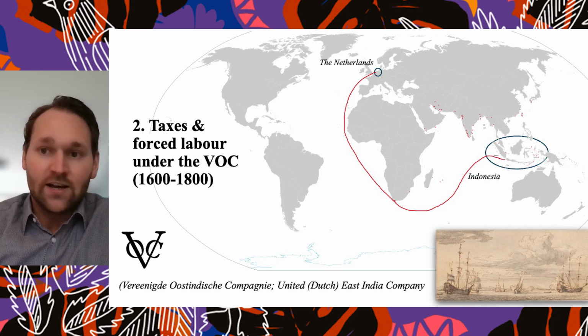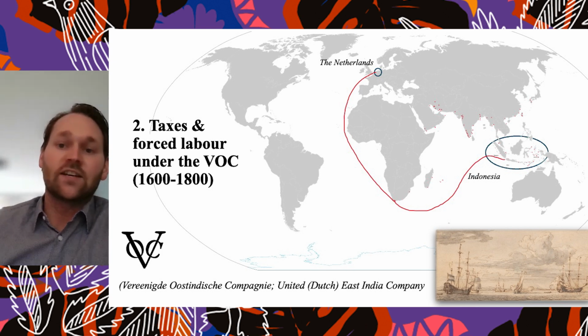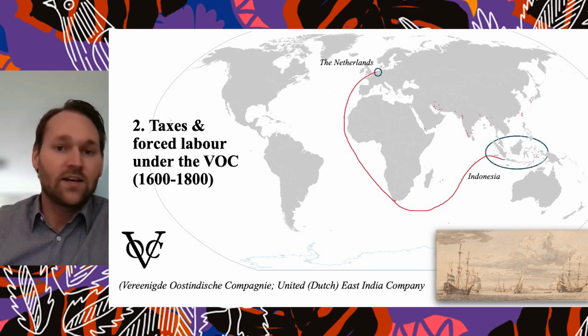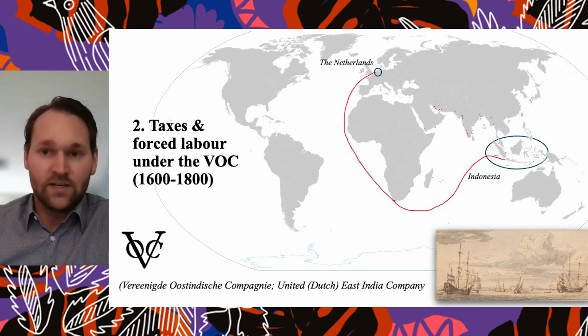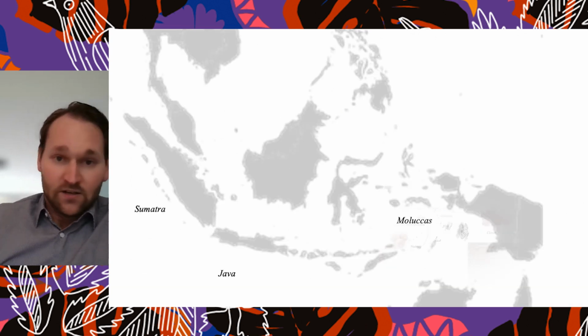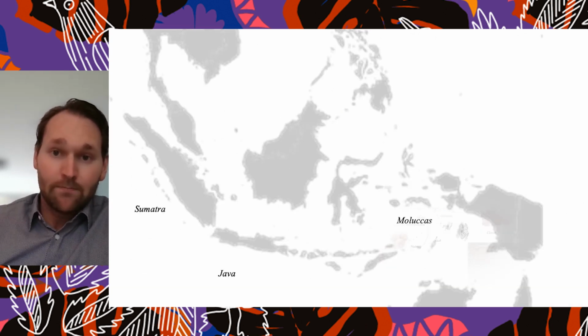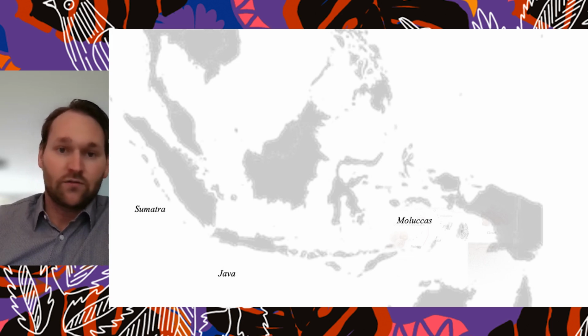Operating across Asia, the VOC began levying taxes in some of its acquired domains and established extensive plantation systems, for instance, in Java and the Moluccas. So let's zoom in on these regions. The Moluccas were home to important spice trade, which the Dutch monopolized around the 1650s through violent conquest and political strategizing, exploiting all sorts of local rivalries and alliance making with indigenous rulers.